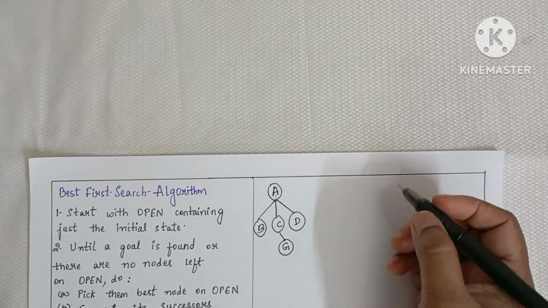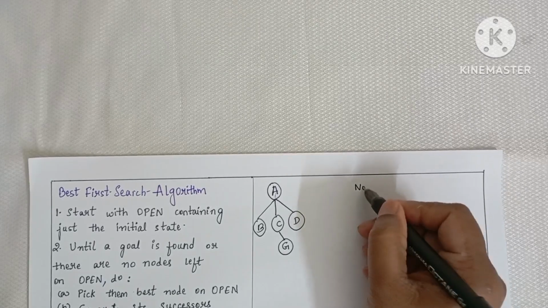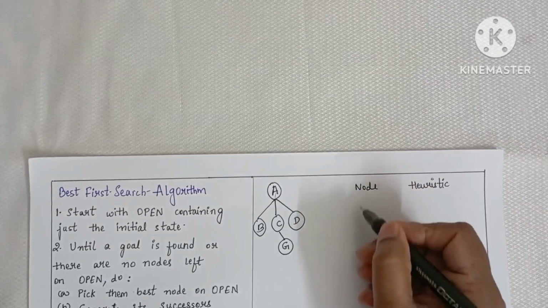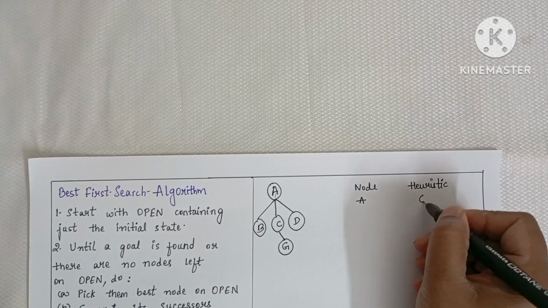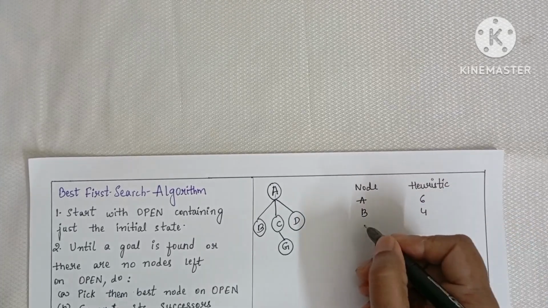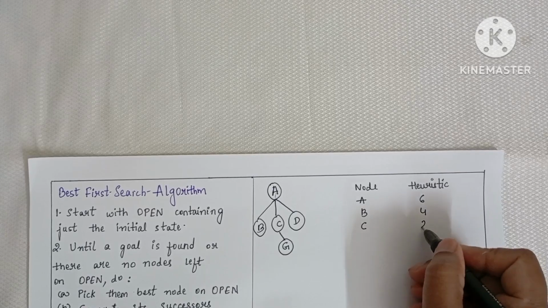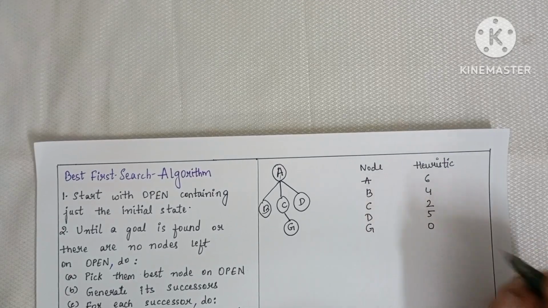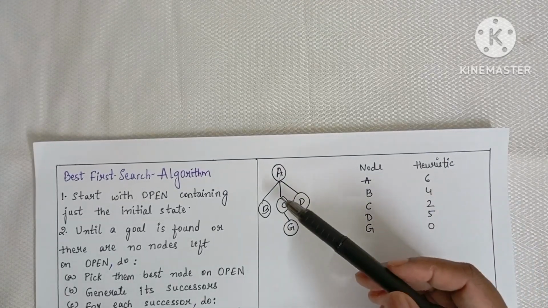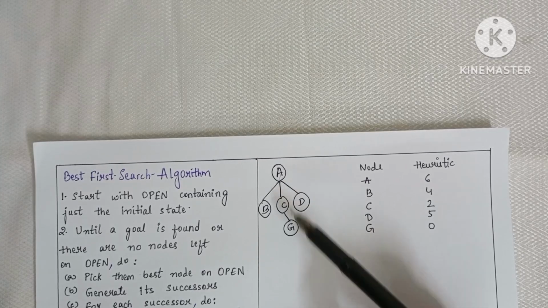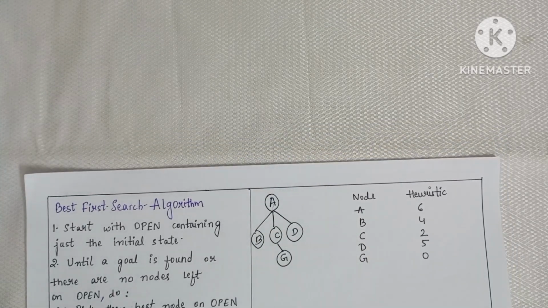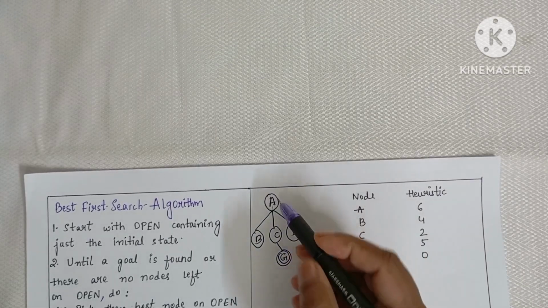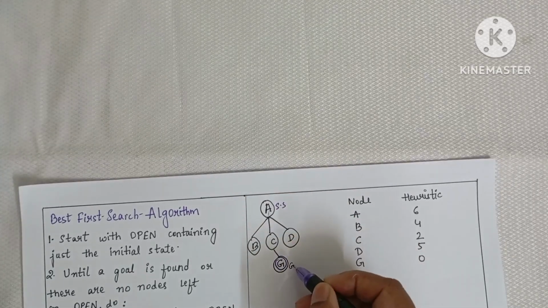In the best first search, we have heuristic values. So these are the nodes to which heuristic values are given. The heuristic value of A is given as 6, B is given as 4, C is given as 2, D is given as 5 and G is given as 0. Heuristic value is the cost from a point or a node to the goal state. Here the goal state is taken as G. G is the goal state and the start state is A.